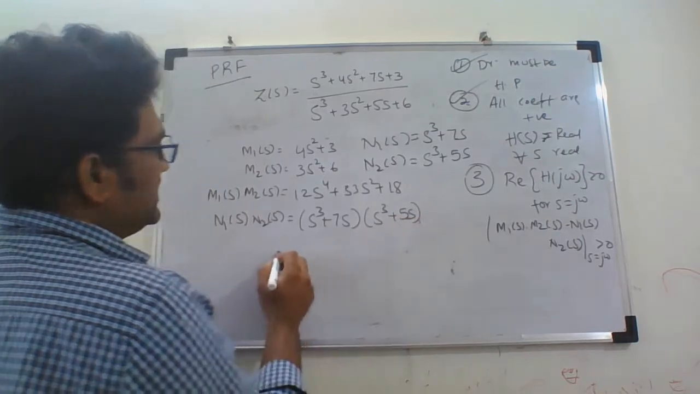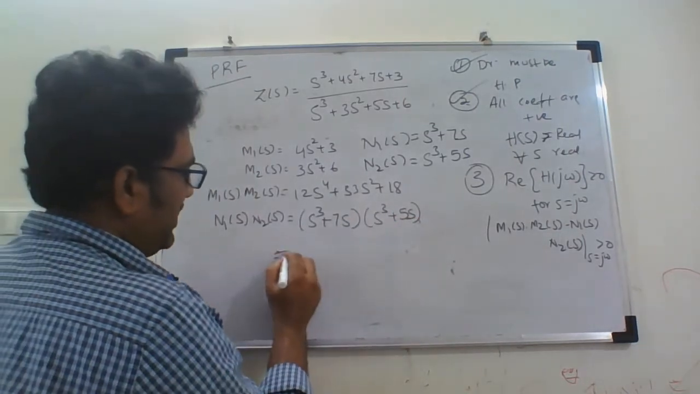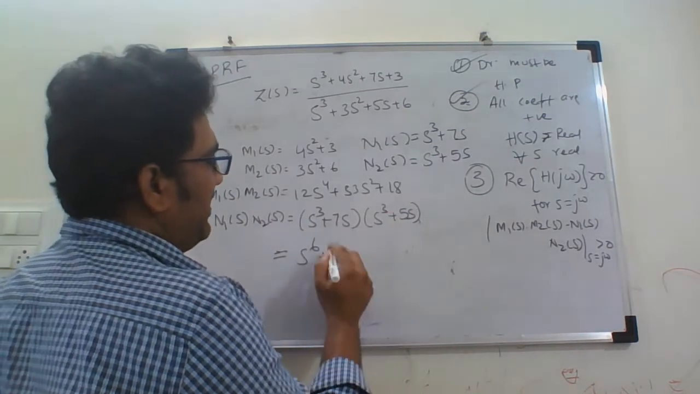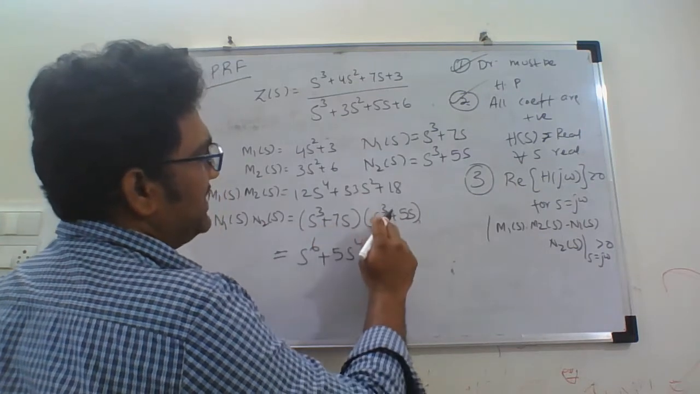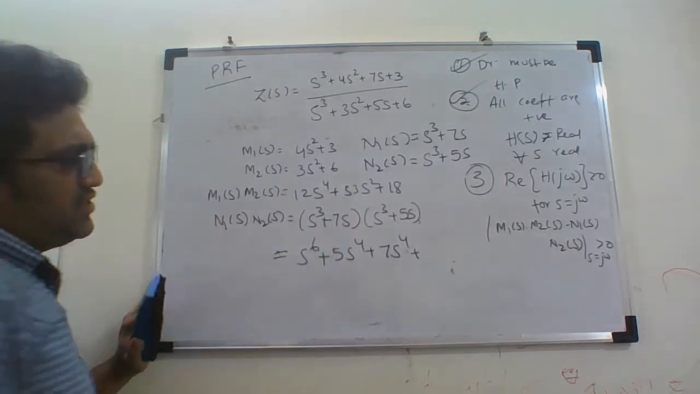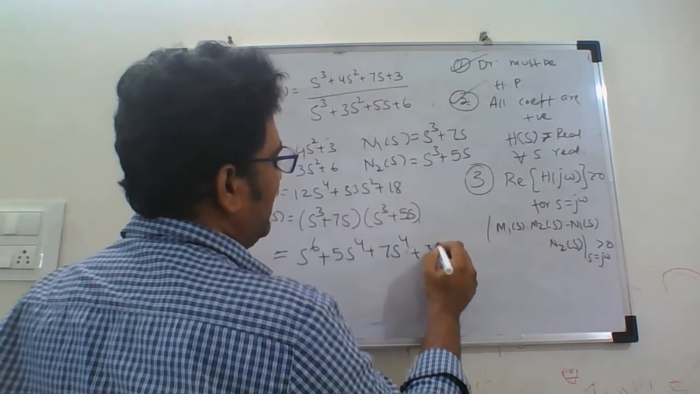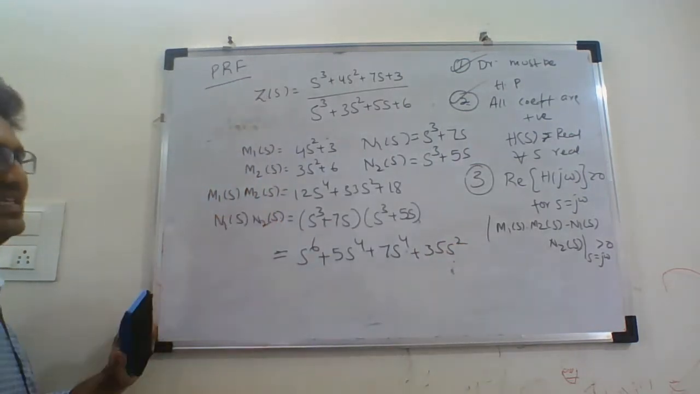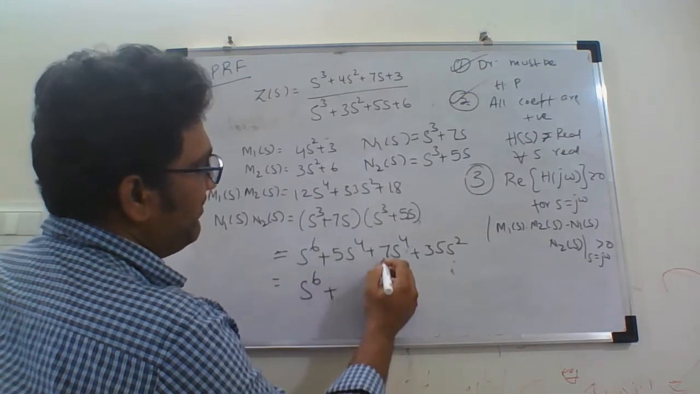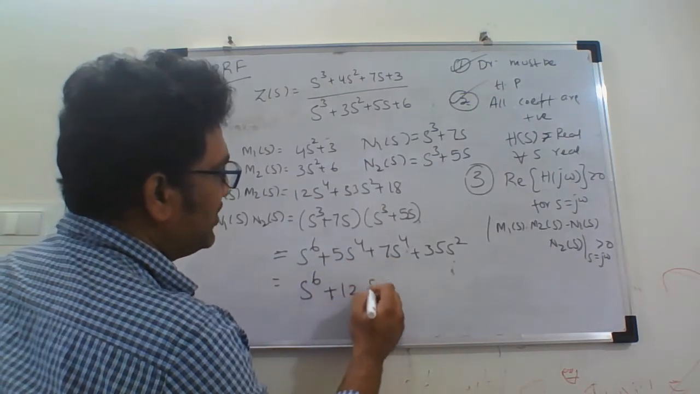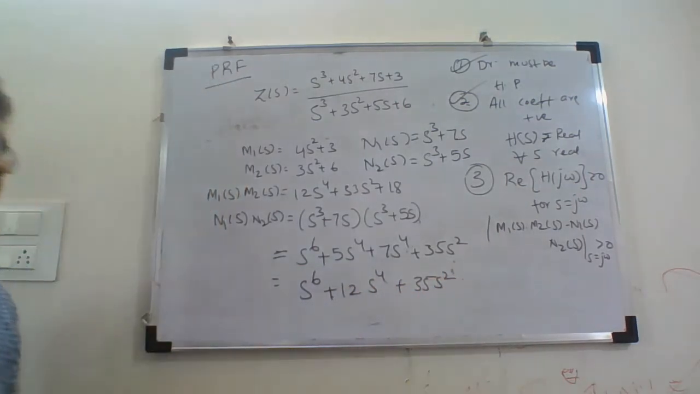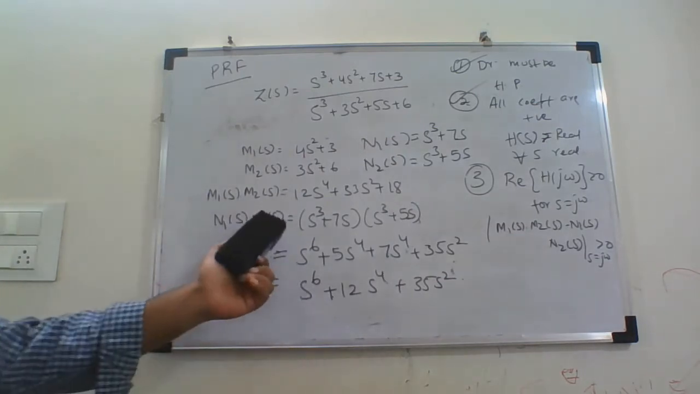So this is equal to s cube into s cube, which is s power 6, plus s cube into 5s, so 5s power 4, plus 7s into s cube, so 7s power 4, plus the last term, 5 into 7, which is 35s square. So when I multiply these two polynomials, this is equal to s power 6 plus 12s power 4 plus 35s square. So this is n1 of s into n2 of s.